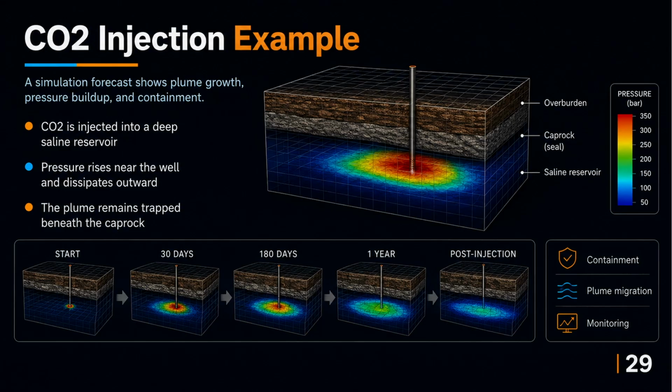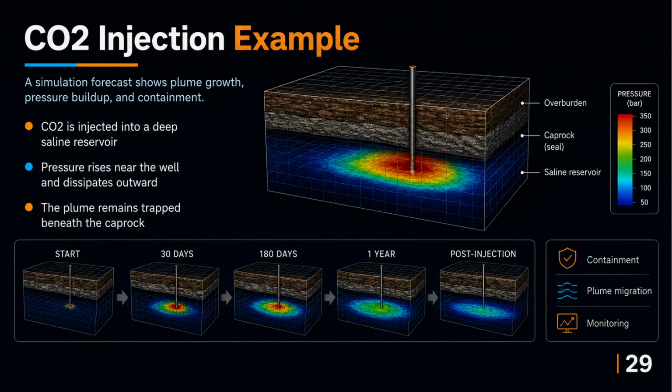In a CO₂ storage project, CO₂ is injected into a deep saline aquifer, depleted oil and gas reservoir, or other suitable formation. The simulator predicts how the CO₂ plume migrates, how pressure builds up, and how trapping mechanisms evolve over time. The slide shows a plume around an injection well. In the early stage, CO₂ accumulates near the well. As injection continues, the plume expands outward and may rise due to buoyancy. At the same time, pressure diffusion spreads through the brine-filled reservoir.